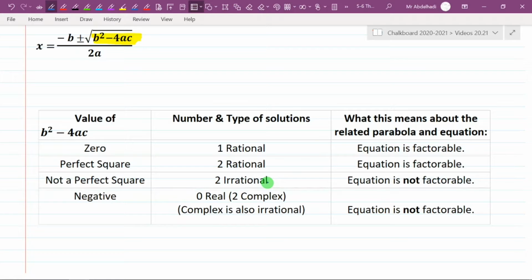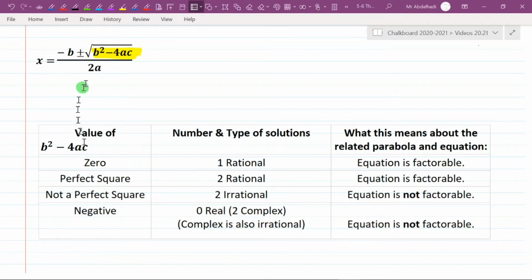And I don't want you to write them as decimals. I want you to write them as just the square roots that they are. So the equation is not factorable. And finally, if you get a negative number, you're going to get no real answers. You're going to get two what are called imaginary or complex answers, and we're going to talk about imaginary answers later on in this chapter.